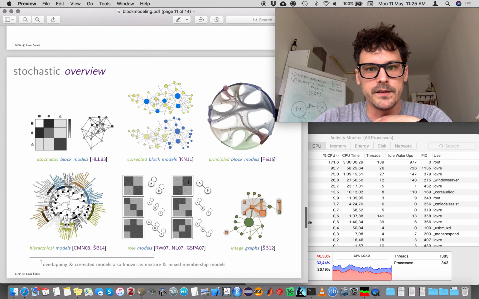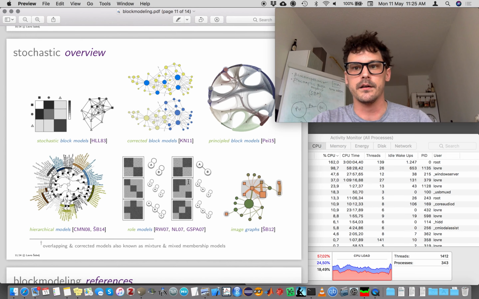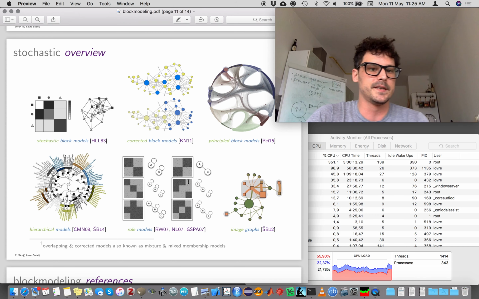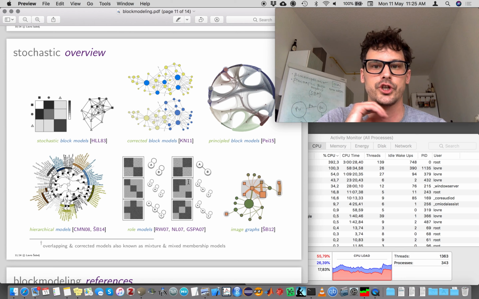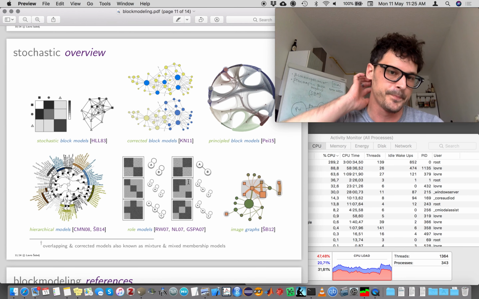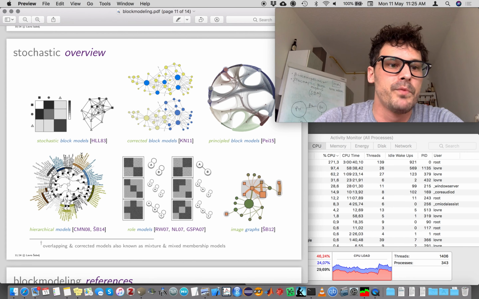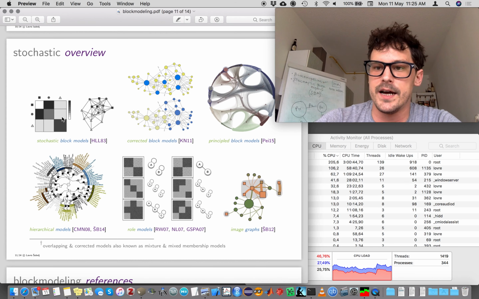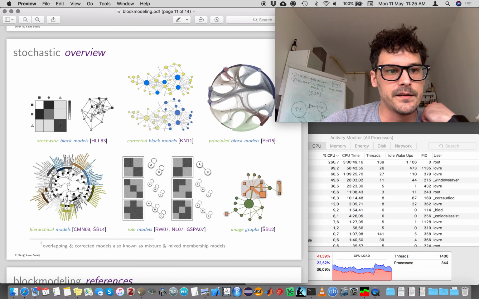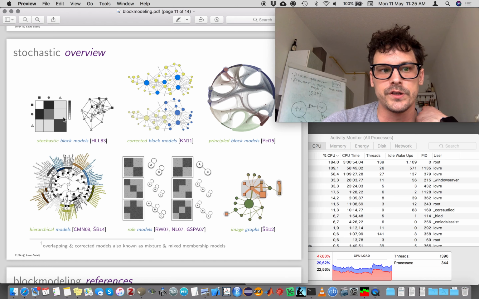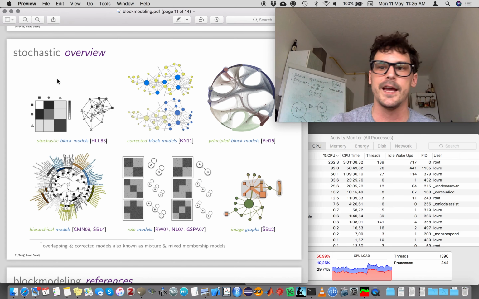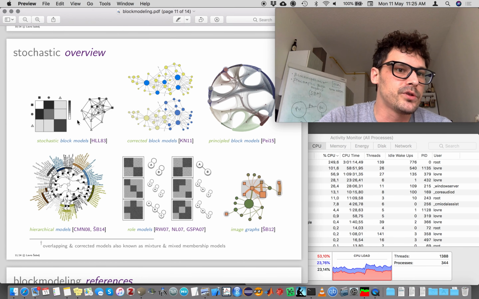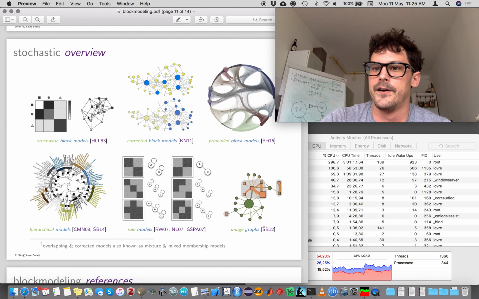We are left with one single slide that basically summarizes some of the approaches that were proposed in the literature. At the very left, we have this idea of stochastic block models, and this matrix on the left side is basically showing you the probabilities within the groups and between the groups, and based on that you can generate a graph.